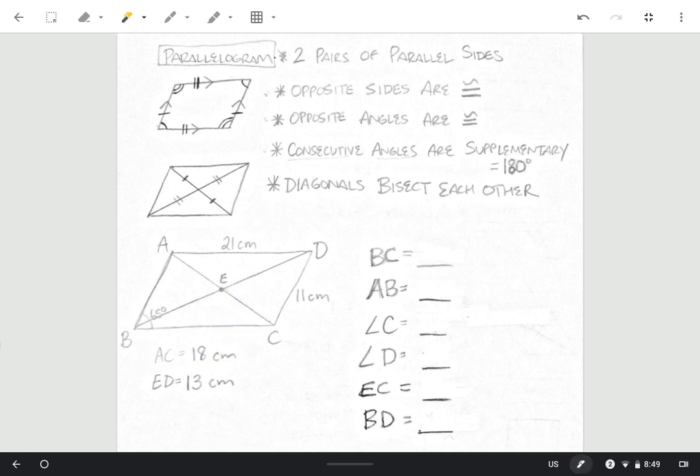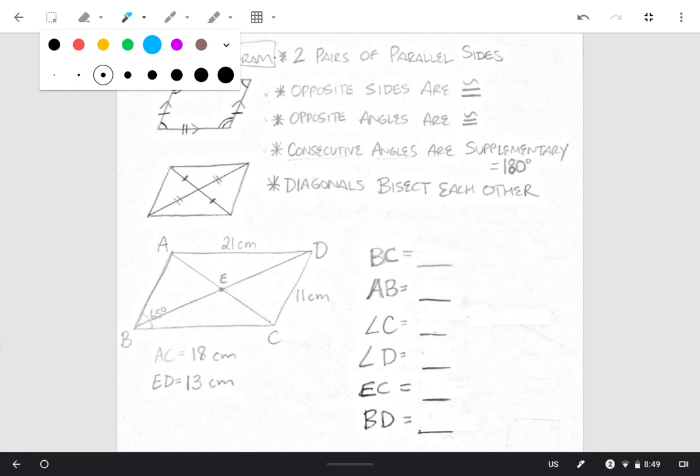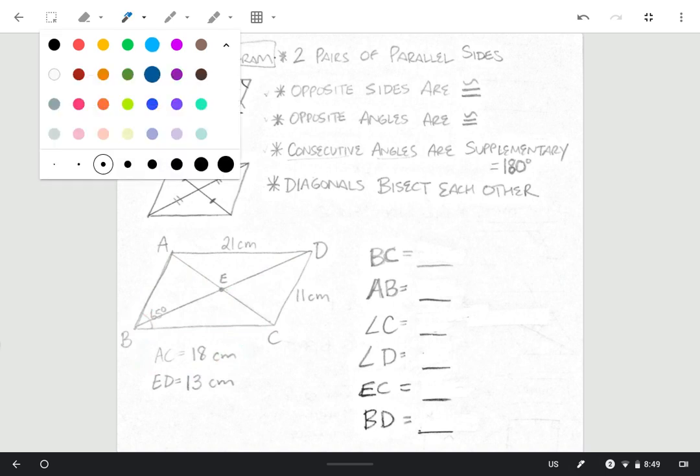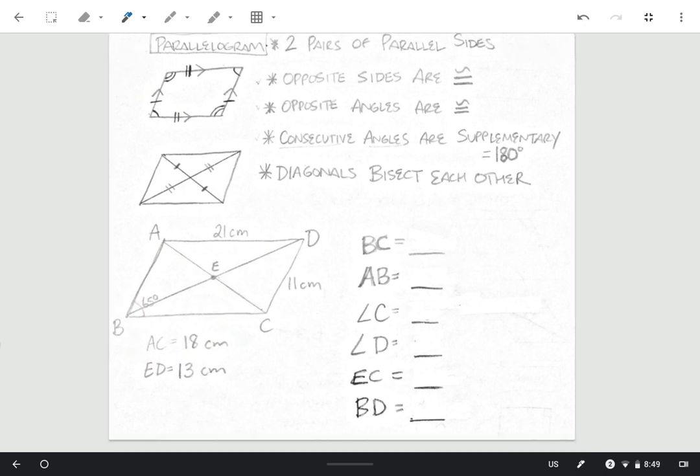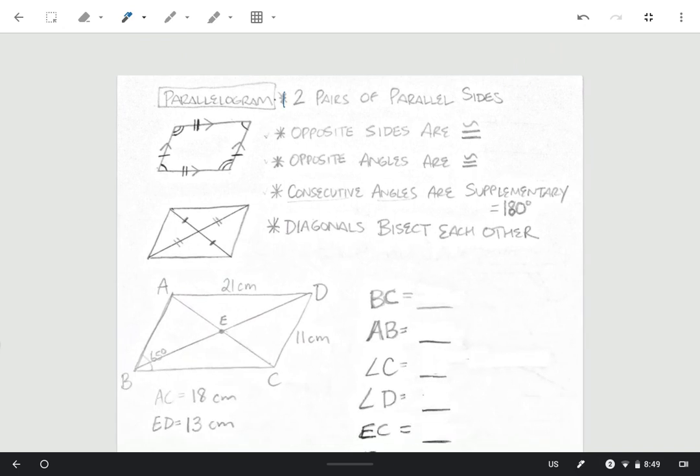So what can we find out? What we're going to do is walk through each question and say, which of these properties am I using when I do this? So let me just go ahead and actually number these just so we can talk about them more easily.